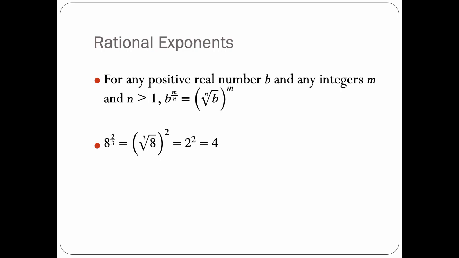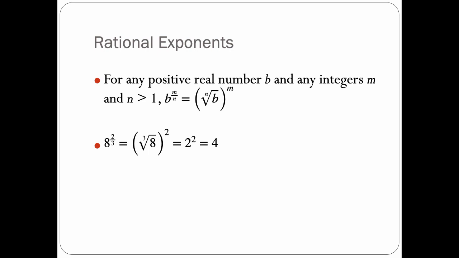So for any positive real number b and any integers m and n greater than 1, b raised to the m over n power is the same as, in parentheses, the nth root of b all raised to the mth power. So you'll notice when we do this, the other day we did 1 over n, and then n is what went with the radical symbol. Well, now we're going to put another number in the numerator of our rational exponent, and that's going to go on the outside. So an example below is 8 to the 2/3 power is the same as the cubed root of 8 squared, which is the cubed root of 8 is 2, so we have 2 squared, which is 4.